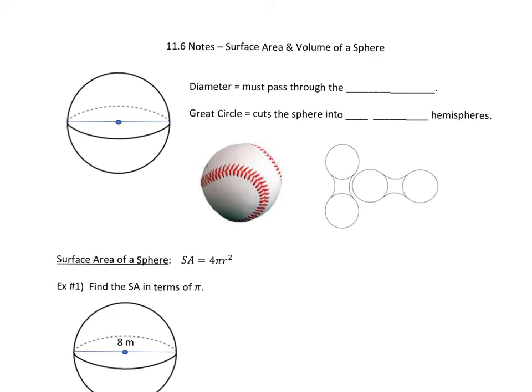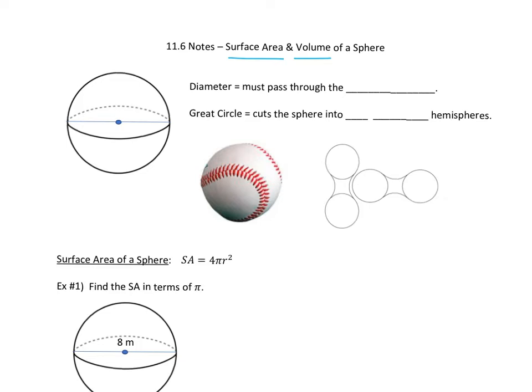All right, we're getting close to wrapping up chapter 11. Two more sections, 11.6 and 11.7. And 11.6 combines surface area and volume of a sphere because there is no lateral area of a sphere, so they don't need lateral area and surface area together. We're just doing surface area and volume.